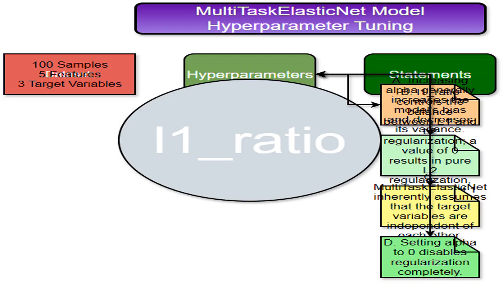This controls the balance between L1, lasso, and L2, ridge, regularization. A value of 0 is pure L2, while 1 is pure L1. L1 regularization tends to make some coefficients exactly 0, which helps in feature selection. L2 regularization shrinks the coefficients but doesn't force them to 0.